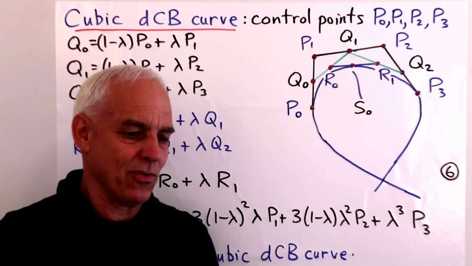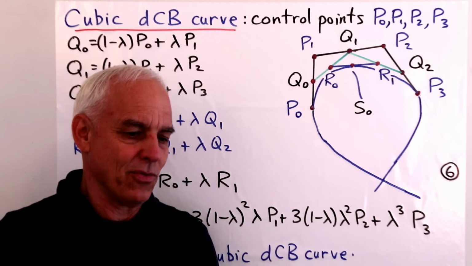q0 is (1 minus lambda) p0 plus lambda p1. q1 is (1 minus lambda) p1 plus lambda p2. And q2 is (1 minus lambda) p2 plus lambda p3. So as lambda goes from 0 to 1, q0 is going up this direction, q1 is going in this direction, and q2 is going in this direction.